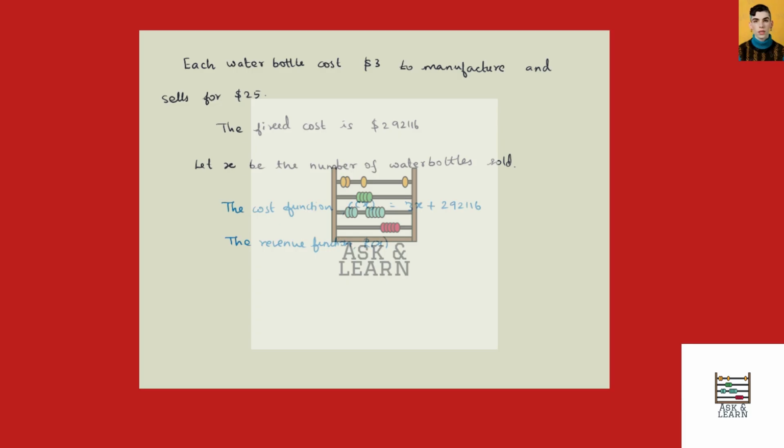And then we can find the revenue function, denoted by R of X, where R of X equals the number of units into price. Here the number of water bottles is X, into the price, which is sold for $25. Therefore it is 25 into X.